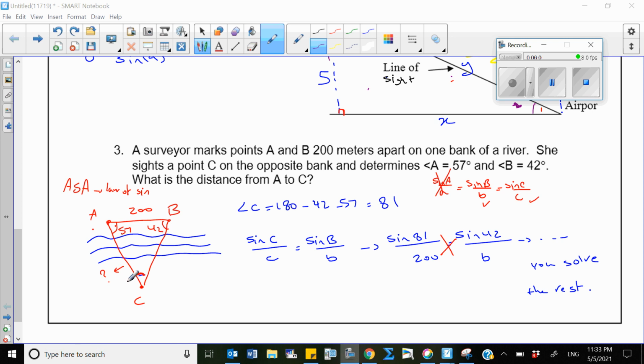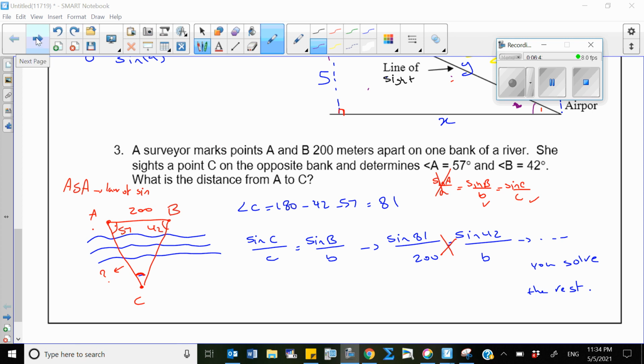also we can easily find angle C. So angle C can be found by subtracting the other two from 180. 180 minus 42 minus 57 is 81. So that's the measure of angle C. Now I'm going to use that in my equation. Sine of C over C. Sine of 81 over 200 equal to sine of B over B, which is sine of 42 over B. Then we cross multiply and you can find B from here.